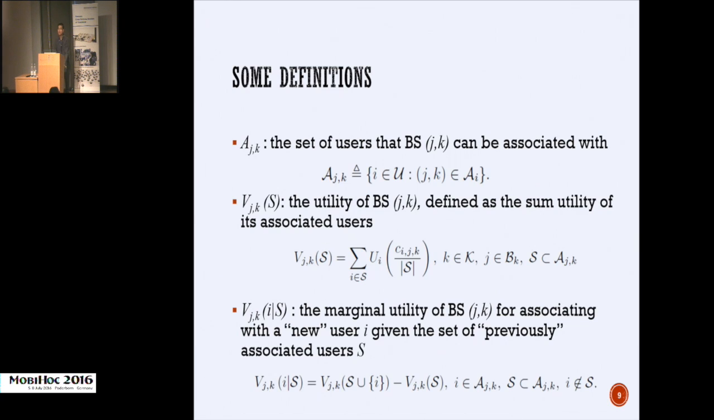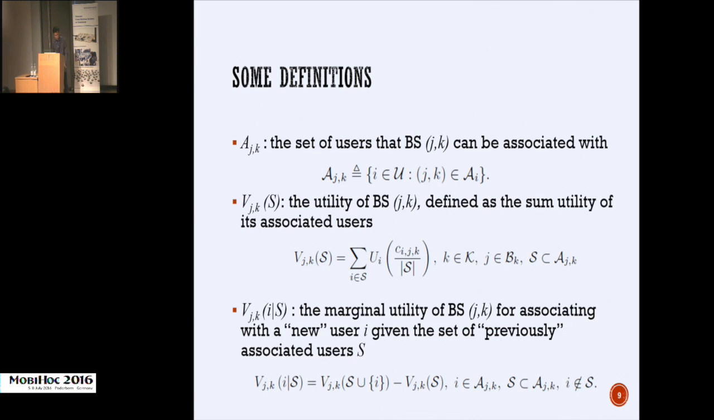Before we move on to the CELL-centric algorithms, we first introduce some definitions. AJK is the set of users that base station J at tier K can be associated with. We can see that it is the counterpart definition of AI. VJK is the utility of base station J at tier K. The utility of a base station is defined as the sum utility of its associated users. The domain of this function is defined on AJK, and S is any subset of AJK.